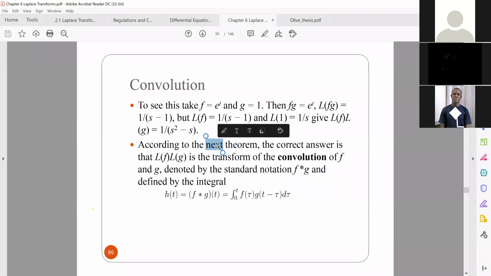So this brings in what is called convolution. The Laplace transform of Lf times Lg is equivalent to the Laplace transform of the convolution of f and g in the time domain. Convolution is denoted by this star, asterisk, and it's given by this. It's an integration, and this is how it's usually written. You integrate from 0 to t, f of tau, and g is shifted by tau, so you have g of t minus tau, d tau.